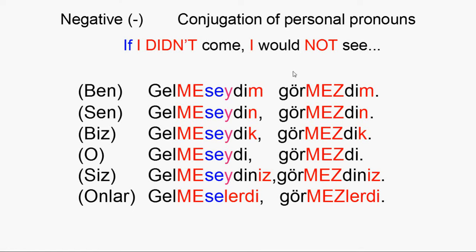Okay, guys. Of course, I see here it would not, but it can be he would not, she would not, depends on the personal pronoun. So I put them in order, as you see here: I, you, we, he, she, it, you all, they. Okay, guys. So let's repeat.